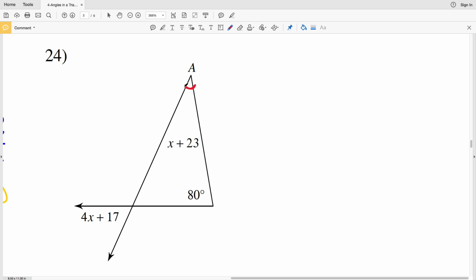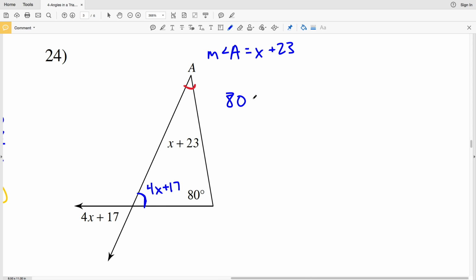We're solving for the measure of angle A, and we can see that the measure of angle A equals the quantity x plus 23. So we need to solve for x in order to get the measure of angle A. 4x plus 17 forms a vertical angle, and therefore this angle is the same. So this is also 4x plus 17. Now we have our three interior angles of a triangle.